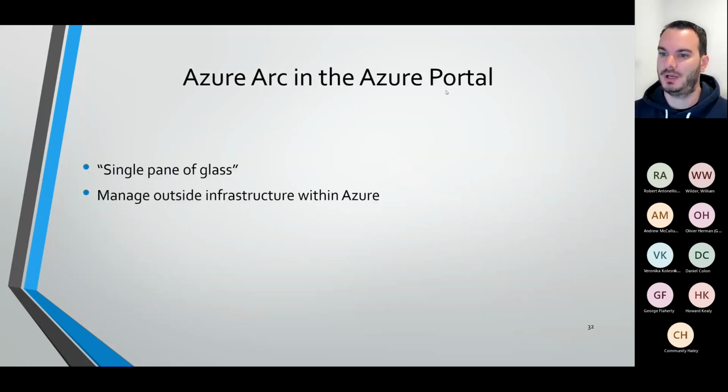And as I said before, you also have it in the Azure portal. There it's a so-called single pane of glass, because you have one dashboard where you can see and manage everything. So you don't have to go to different tools, different views. It's just in one place, and you can manage your outside infrastructure, meaning another cloud provider or on-premise, the same way as you do your Azure infrastructure.